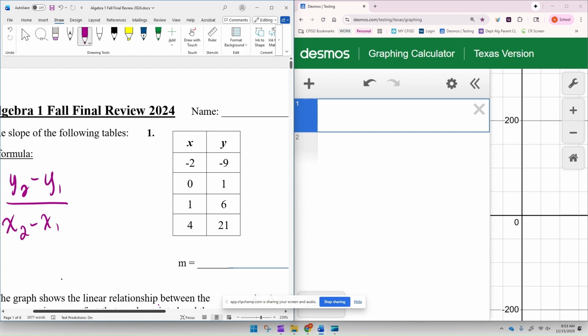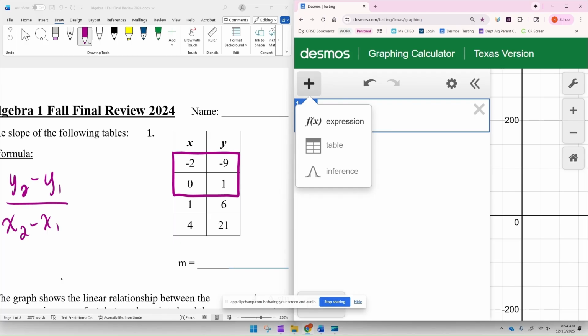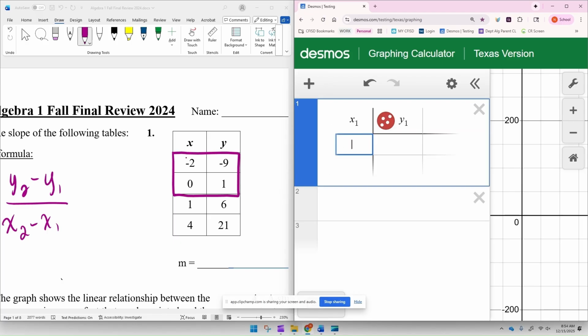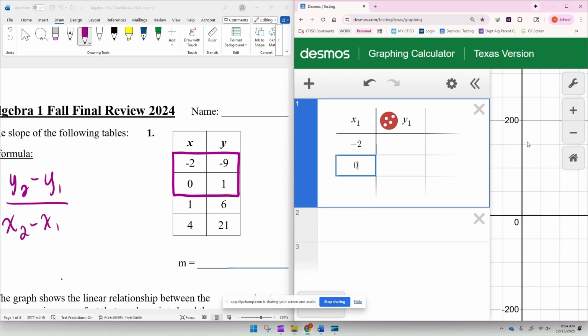Any 2 points. I'm going to go ahead and put my data into Desmos. I'm going to select these 2 points and put them in my table. I'll go to Desmos, hit the plus button, hit the table, and enter that data. So -2, 0. You could put all 4 points in there, but you only need 2 for this problem, and 1.